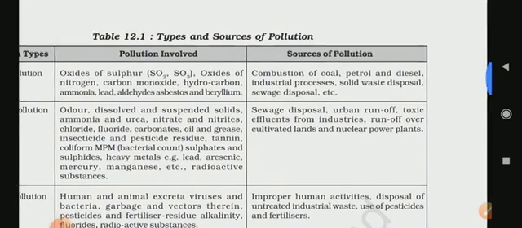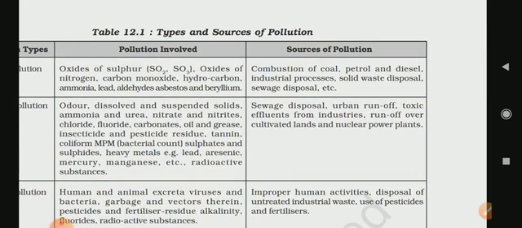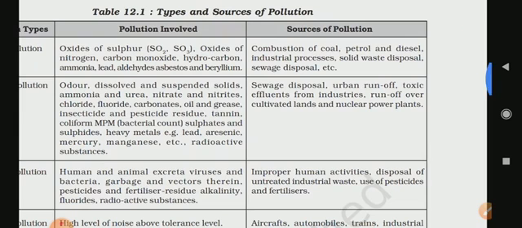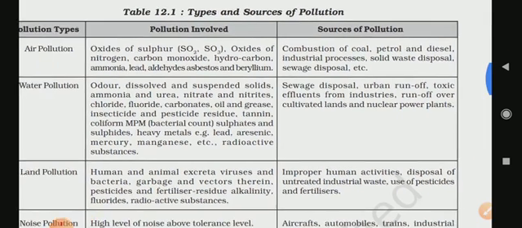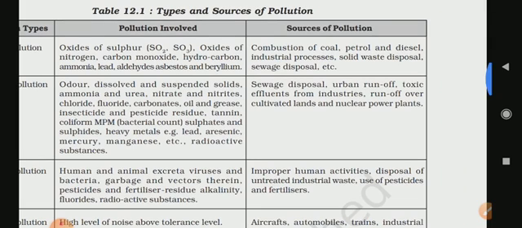And in the other box you can see there are some sources of pollution, through which some of the substances, some of the chemicals are there. And the next, last table is sources of pollution: combustion of coal, petrol, diesel. And then in water pollution we can say sewage disposal.